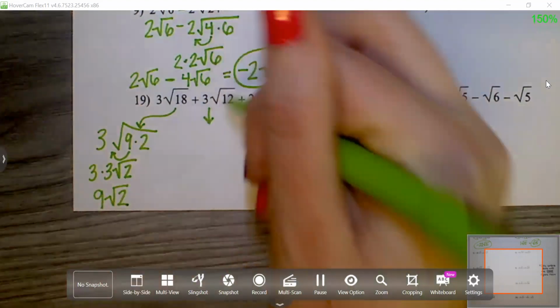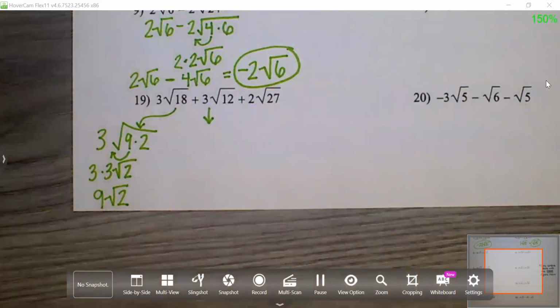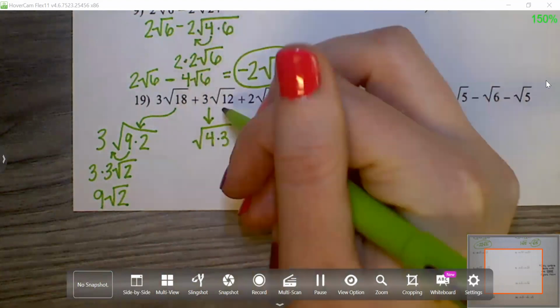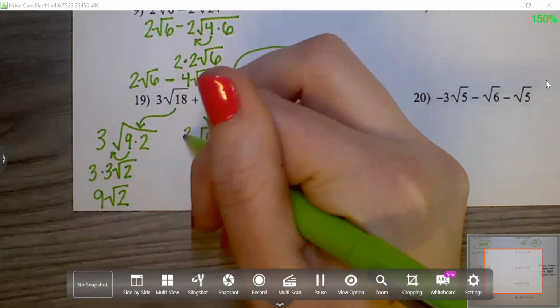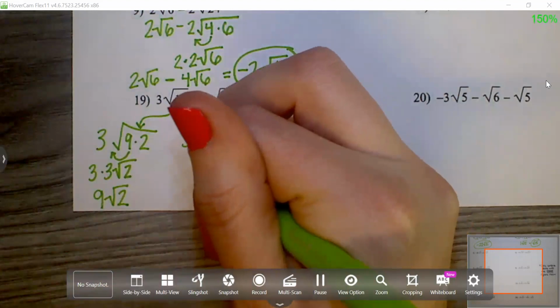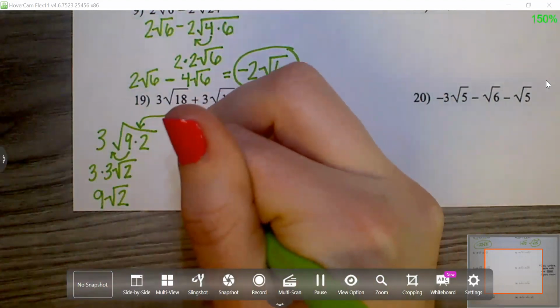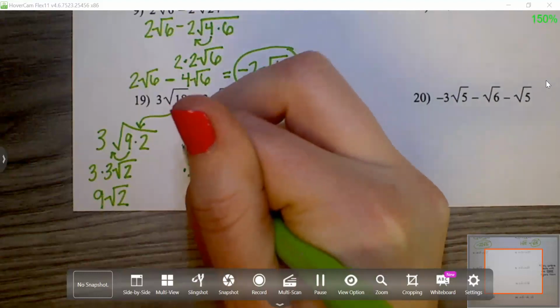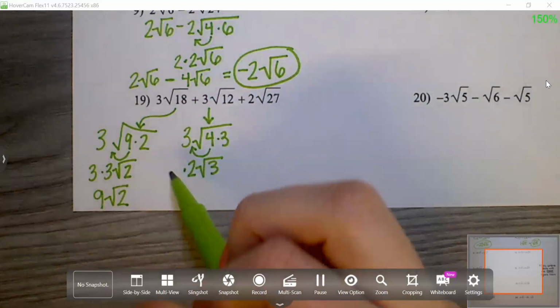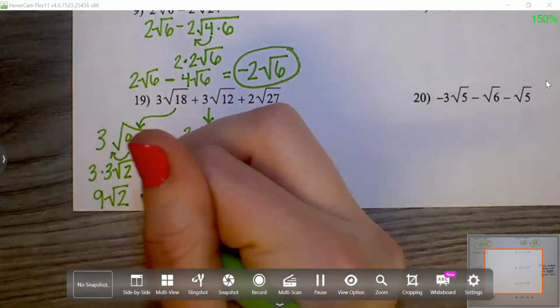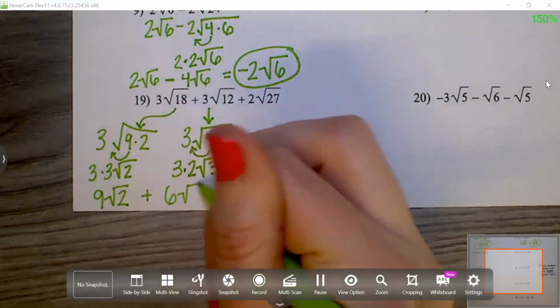My second one, square root of 12. The perfect square I can divide out of 12 is 4. 4 times 3 is how 12 gets broken down. That 3 is still going to hang out in front. When I bring my perfect square 4 out, when I take the square root of 4, I get 2. And that is, of course, going to be multiplied by this 3 that's hanging in front. And so I have plus 6 root 3.